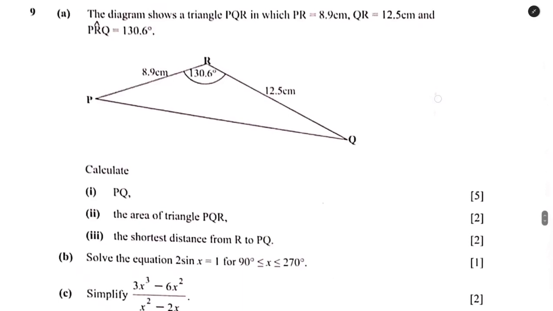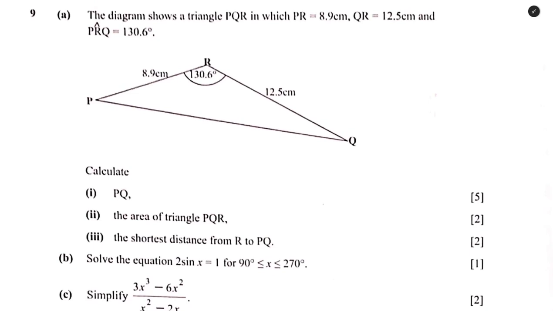So here is question 9, and of course we can get into answering questions. The diagram below shows the triangle PQR, in which PR is equal to 8.9 centimeter, QR is equal to 12.5 centimeter. As you can see from the diagram, here is QR, and here is PR. These are the distances that you are seeing, and the angle PRQ is 130.6 degree.